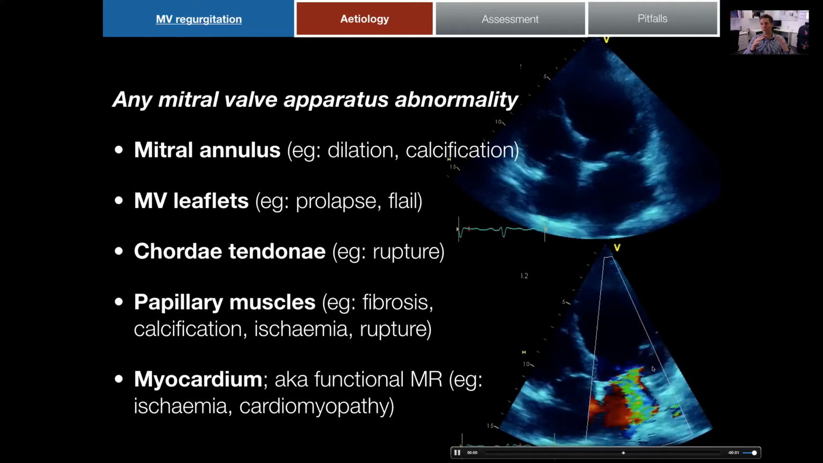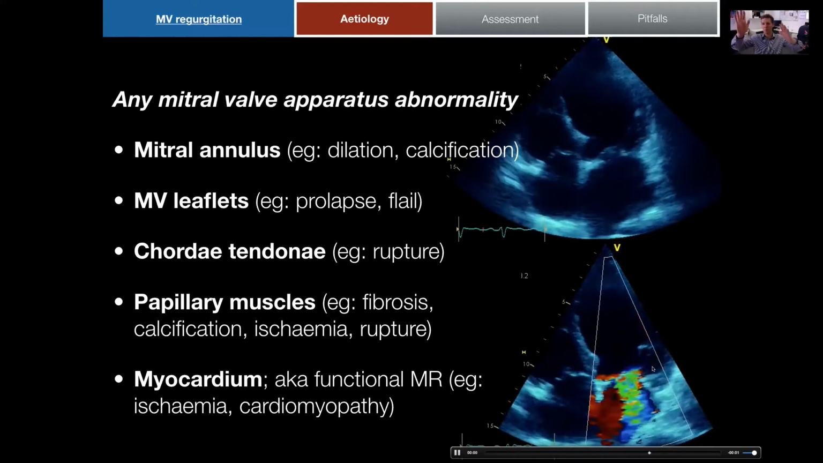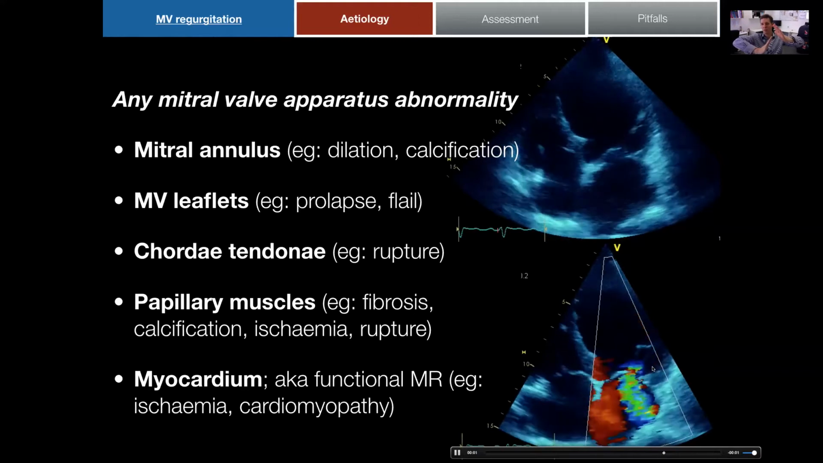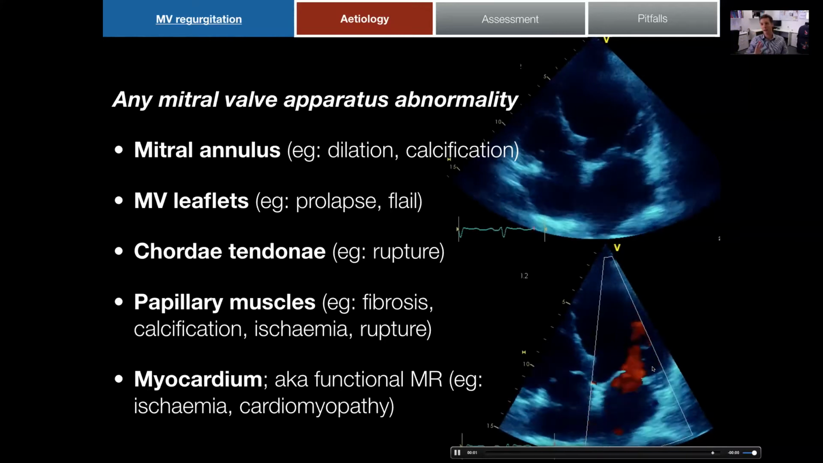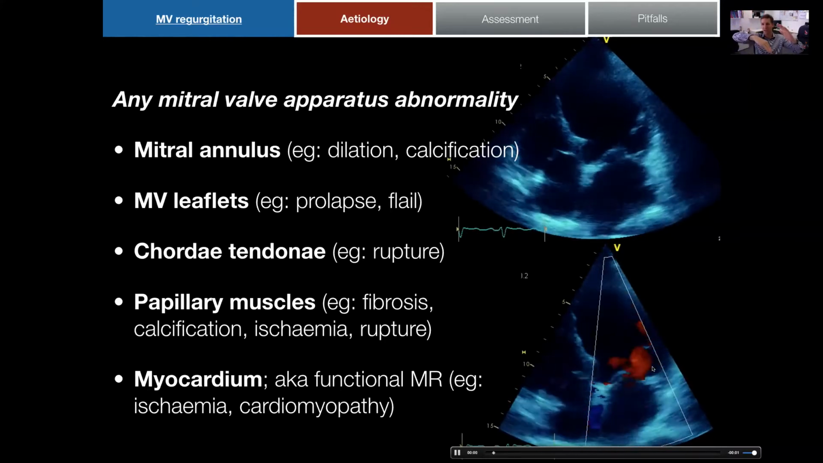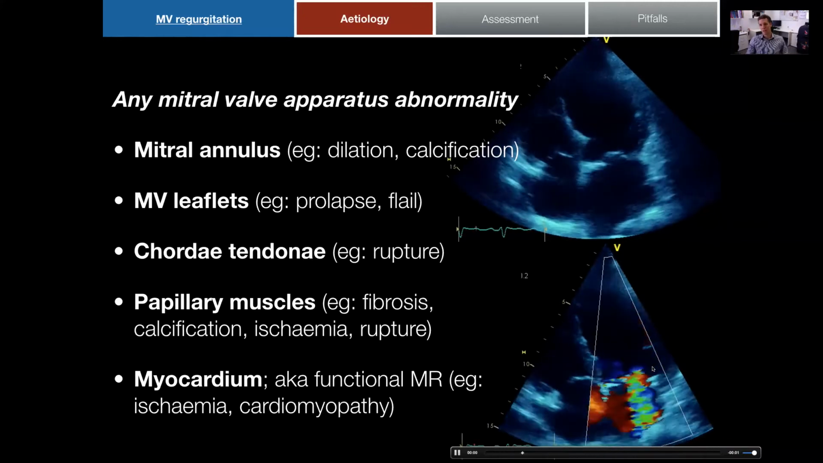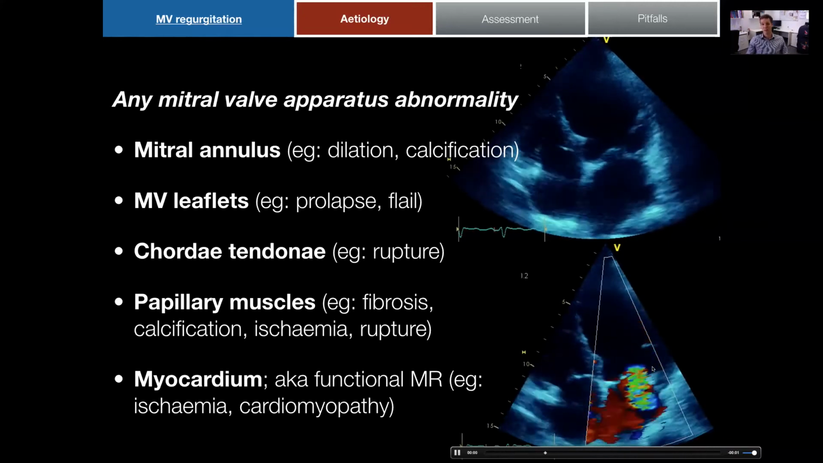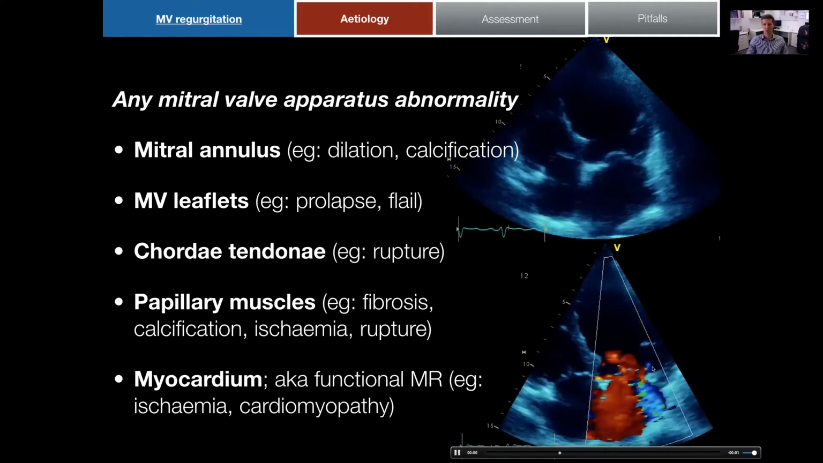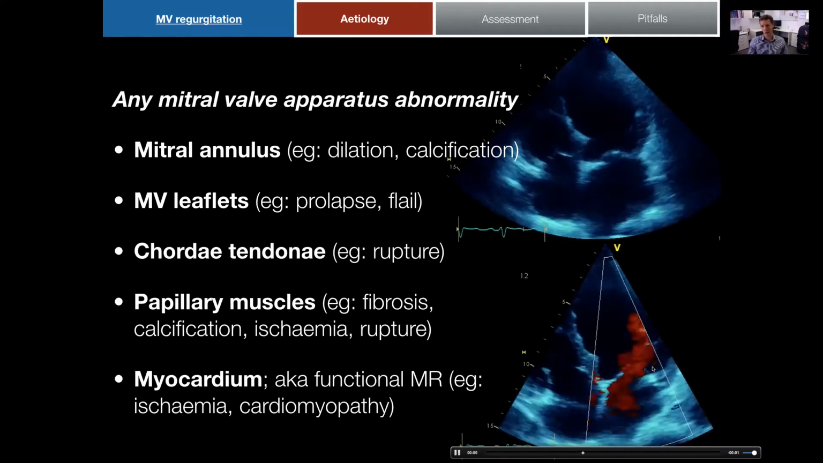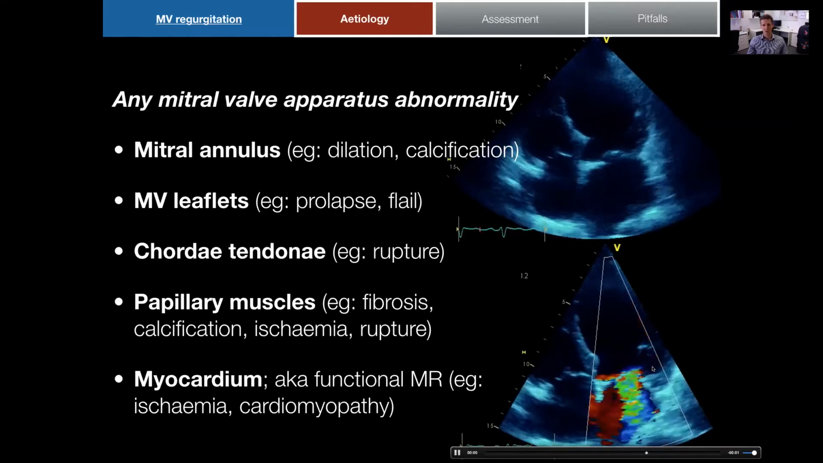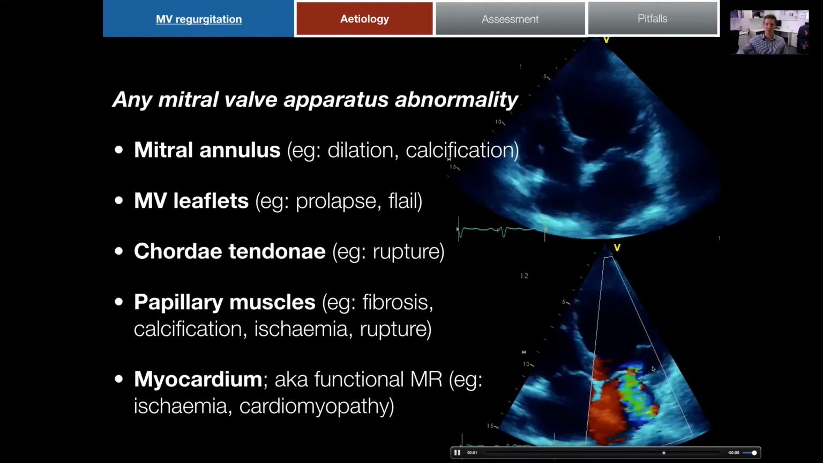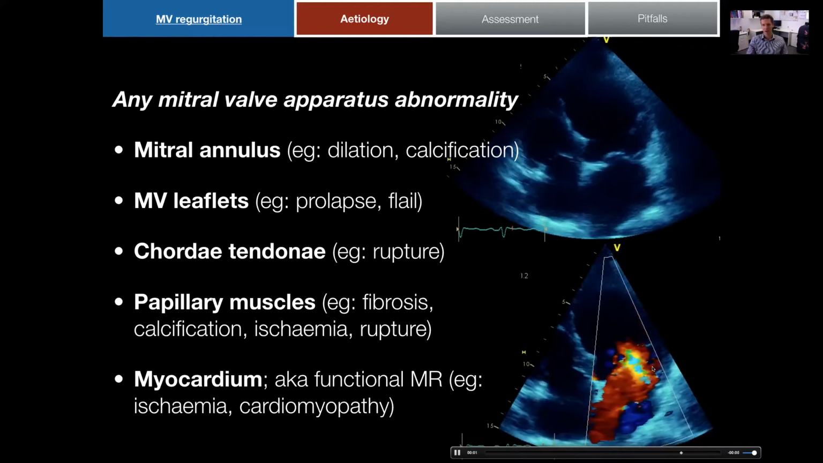We can get problems with the leaflets themselves, which can prolapse, where prolapse is the valve still points towards the left ventricle, but goes past the annular line. I'll show you a picture in a second. Flail is where something is broken off, and the leaflet points down towards the left atrium. That can be because of chordae rupture or papillary muscle rupture, and that can happen because of things like ischemia, surgeons, calcification. The last one is functional MR, which can happen with cardiomyopathies, regional wall motion abnormalities, and the like.